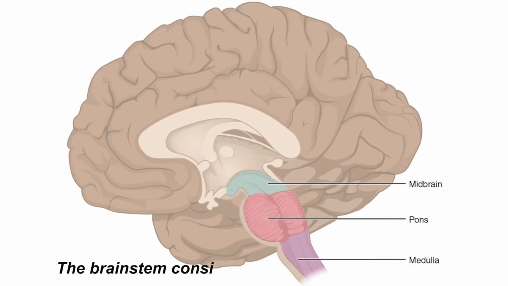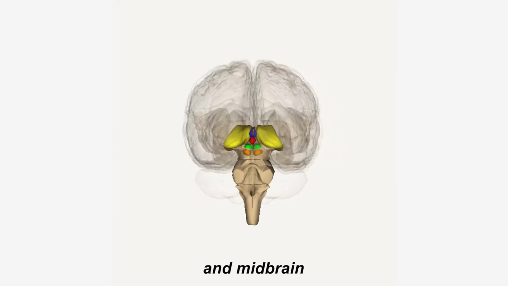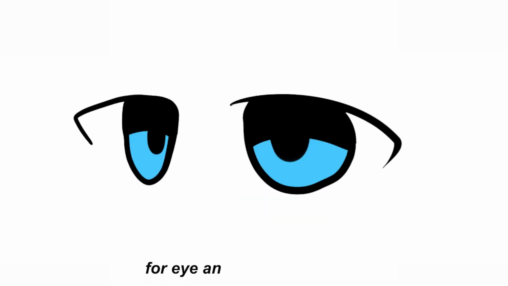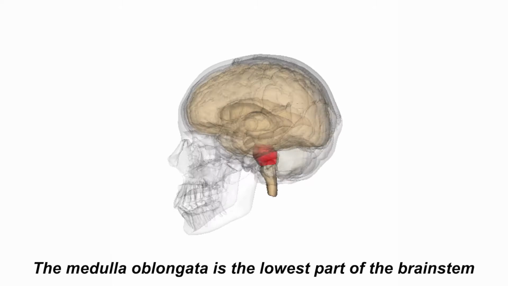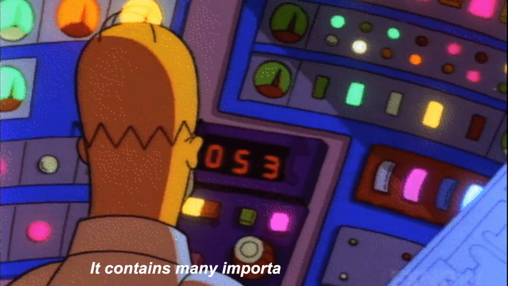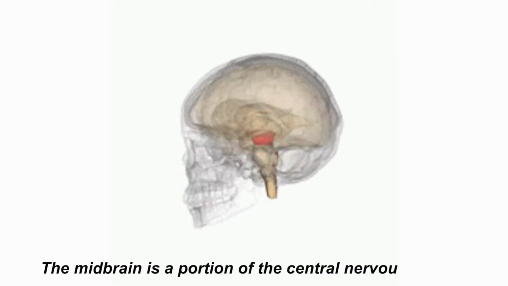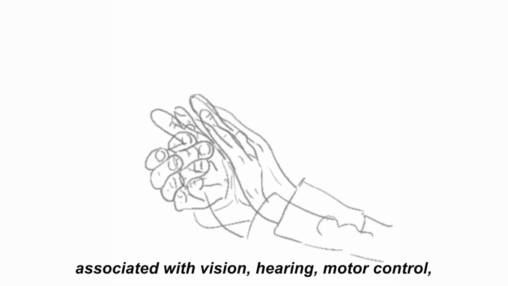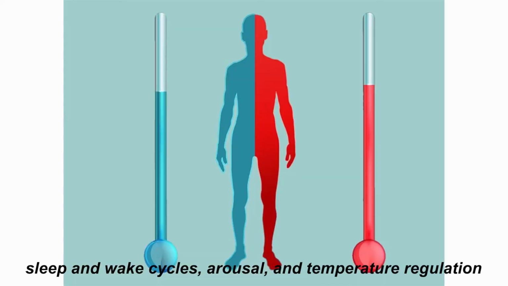The brainstem consists of the pons, medulla oblongata, and midbrain. The pons is a deep part of the brain and contains many of the control areas for eye and face movement. The medulla oblongata is the lowest part of the brainstem, and it is the most vital part of the entire brain. It contains many important control centers for the heart and lungs. The midbrain is a portion of the central nervous system associated with vision, hearing, motor control, sleep and wake cycles, arousal, and temperature regulation.